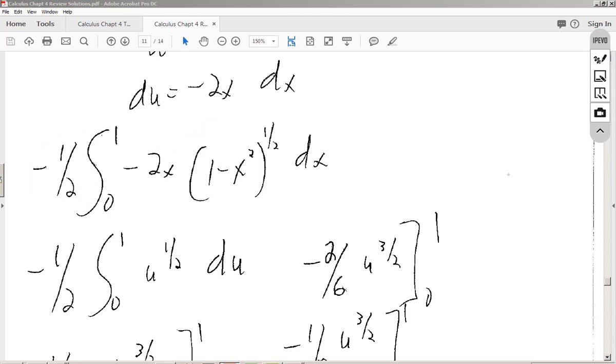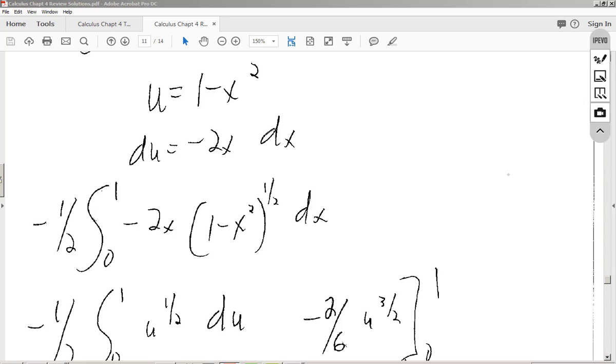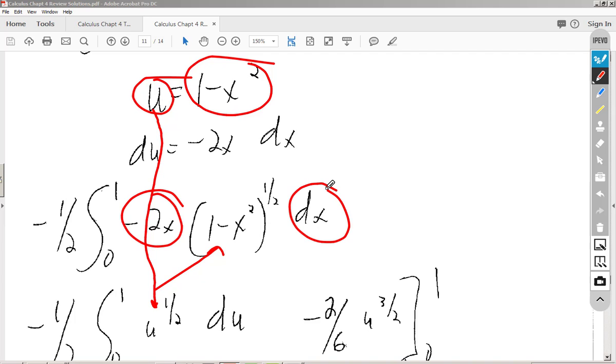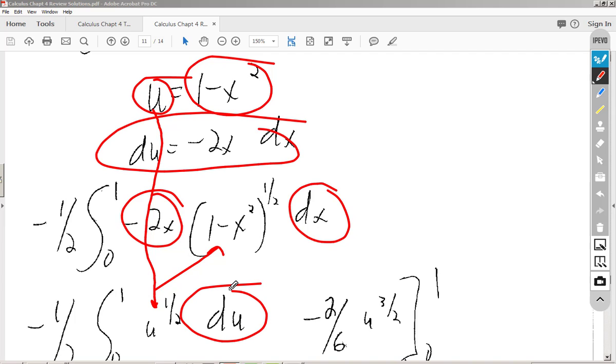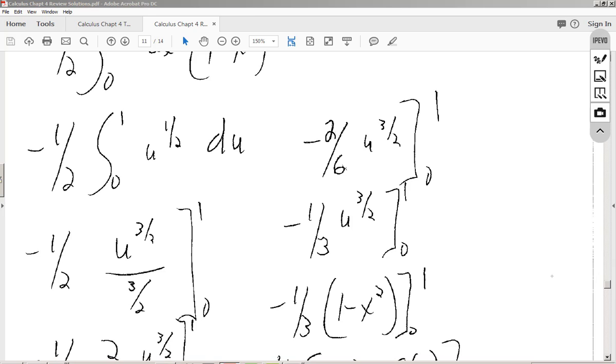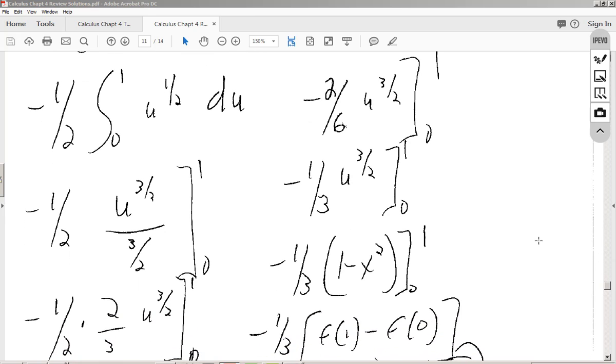So if I look at my equation again, I have u equals 1 minus x squared. So I'm going to take this u equals 1 minus x squared, substituting that in place of my 1 minus x squared. I get u to the 1/2. And now I notice that negative 2x dx is equal to du. So I substitute that in. And I still have out front my negative 1/2. So I've changed my integral using u substitution to a basic integral. Now using your rules, I can go and integrate.